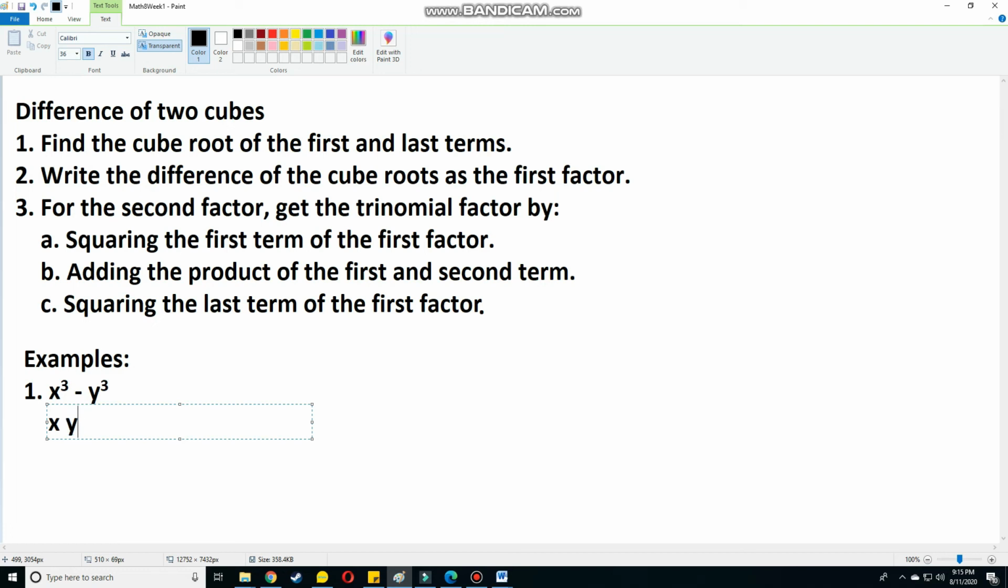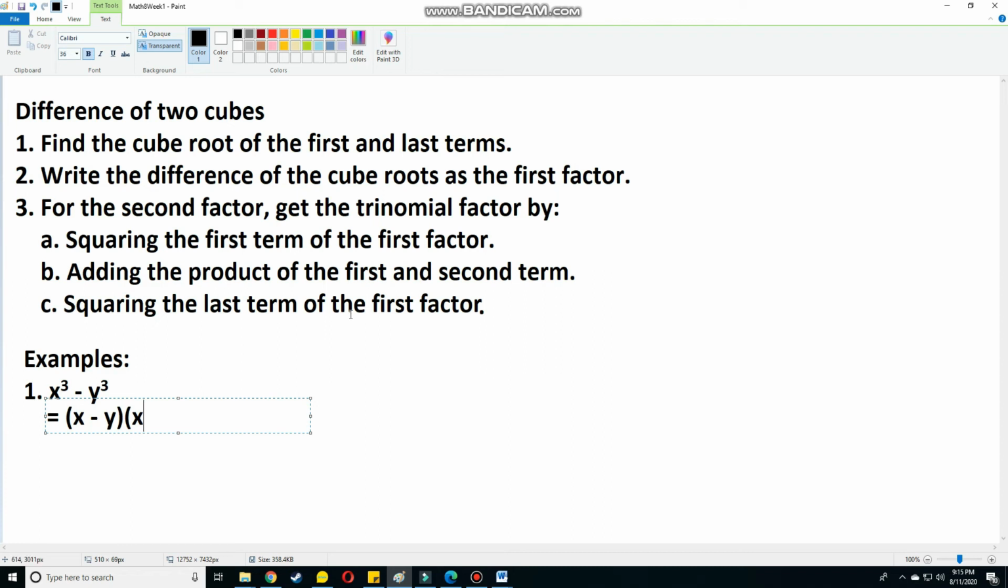And then for the next step, write the difference. Okay, this time we would write it as the difference. Our first factor would be a difference of the cube roots. Okay, so now it's a difference. Our first factor is the difference of the cube roots, the same as with the sum of two cubes. Our next factor would be a trinomial, and for the trinomial we would base it all on our first factor. Okay, the next step is squaring the first term of the first factor.